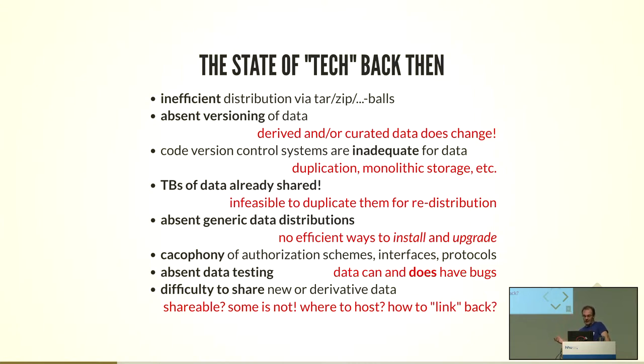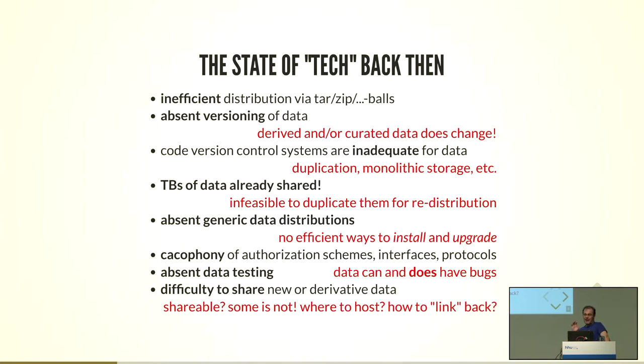You saw the initial slide, right? So code version control was not adequate. And another problem is that terabytes of data were already shared, right? They're available online, and we cannot just make a copy, because we will not scale to make copies of all data resources out there. So we need to think about something else. And there were no generic data distributions. If there were, then we would just jump on that bandwagon.